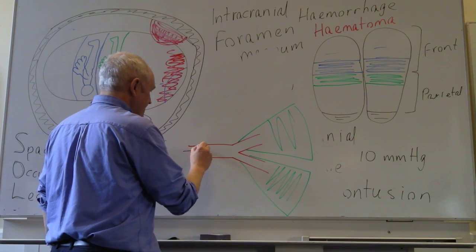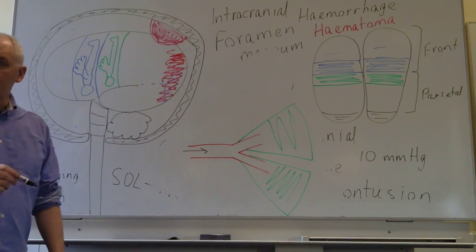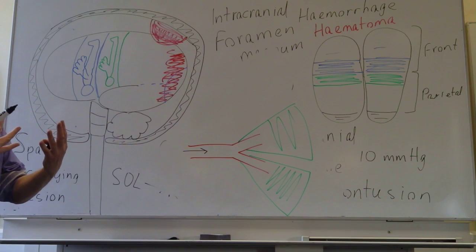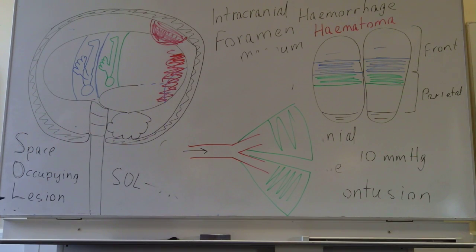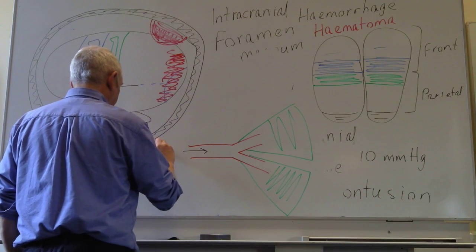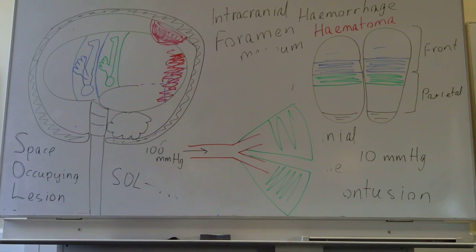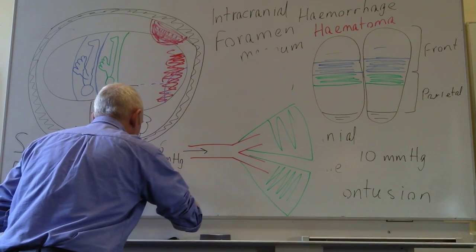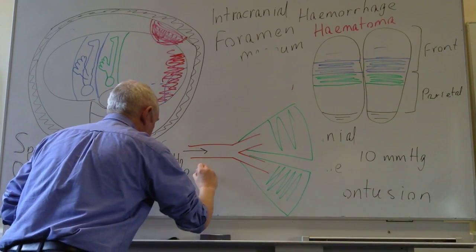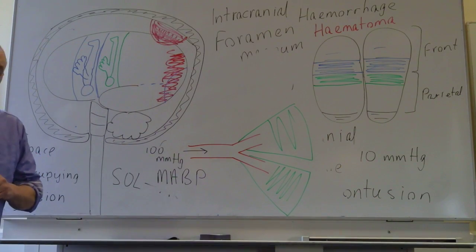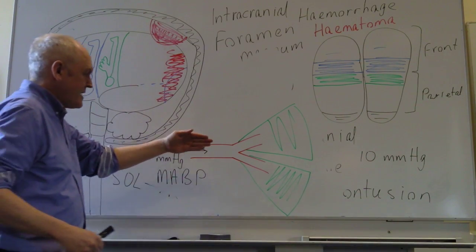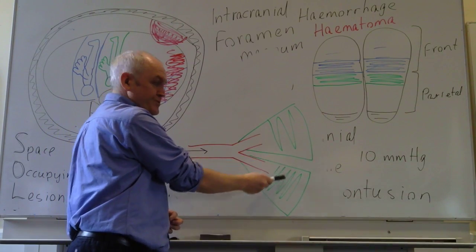Now normally, the blood pressure in this artery, taking blood to the brain, is going to be around about 100 millimetres of mercury. I know it might be 120/80 or something, but the average is going to be about 100 millimetres of mercury. And we call that the mean arterial blood pressure. So normal is about 100 millimetres of mercury taking blood into the tissues of the brain.